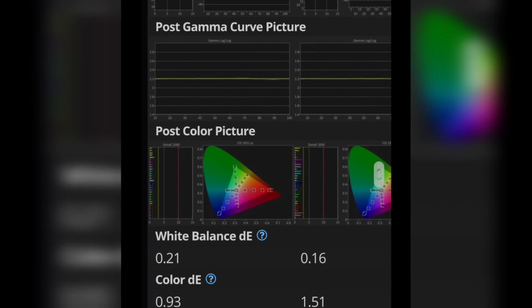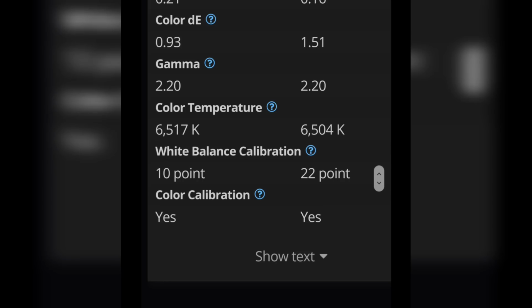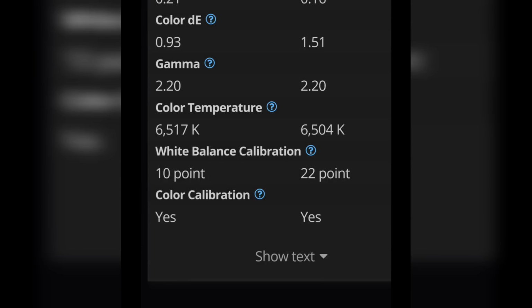So that's all we need to see, right? That means that the picture will always look better on the Sony, right? Wrong. Because Sony still has tendencies and habits that go against reference standards and what's considered reference accurate.